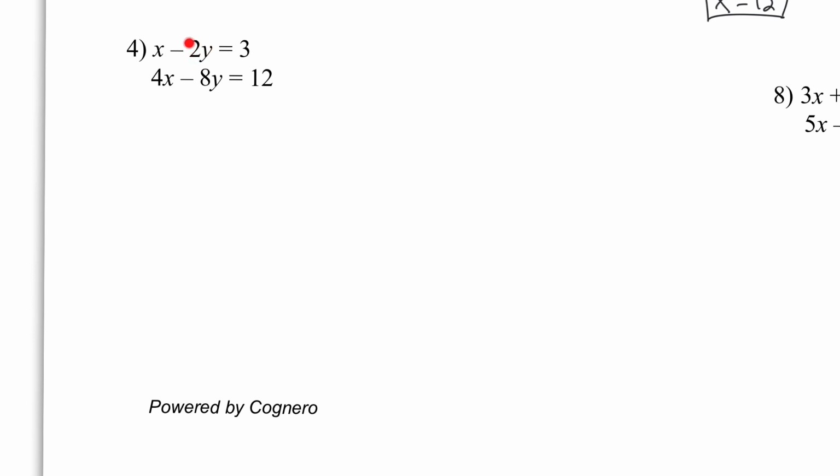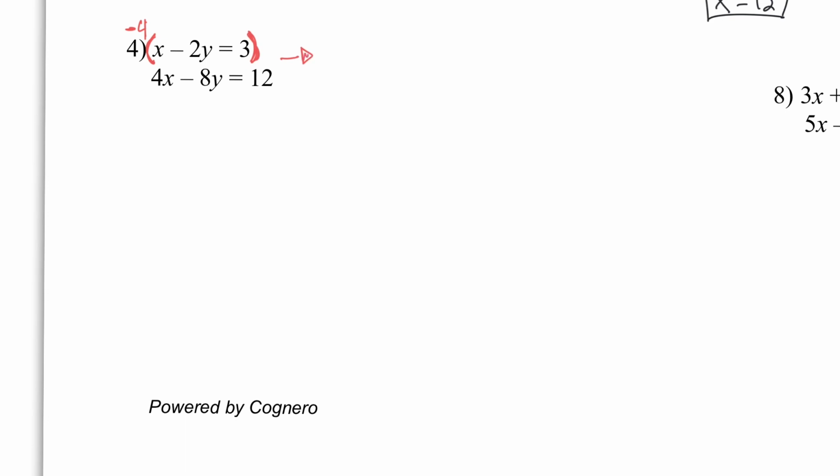4 times 2 will be 8. And that's going to be the same number as the bottom. So what I'm going to do, I'm going to multiply all of this equation right here times -4. So you guys distribute the -4 into the equation. So let's do that right now.